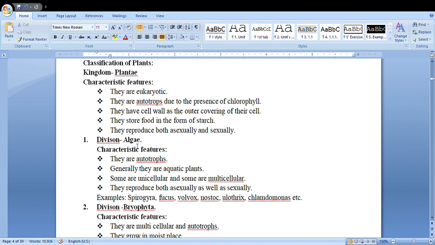Algae. General characteristics: they are autotrophs. They are aquatic plants, means they grow in water. Some are unicellular and some are multicellular. They reproduce both asexually as well as sexually. Examples: Spirogyra, Fucus, Volvox, Nostoc, Ulothrix, Chlamydomonas, etc.